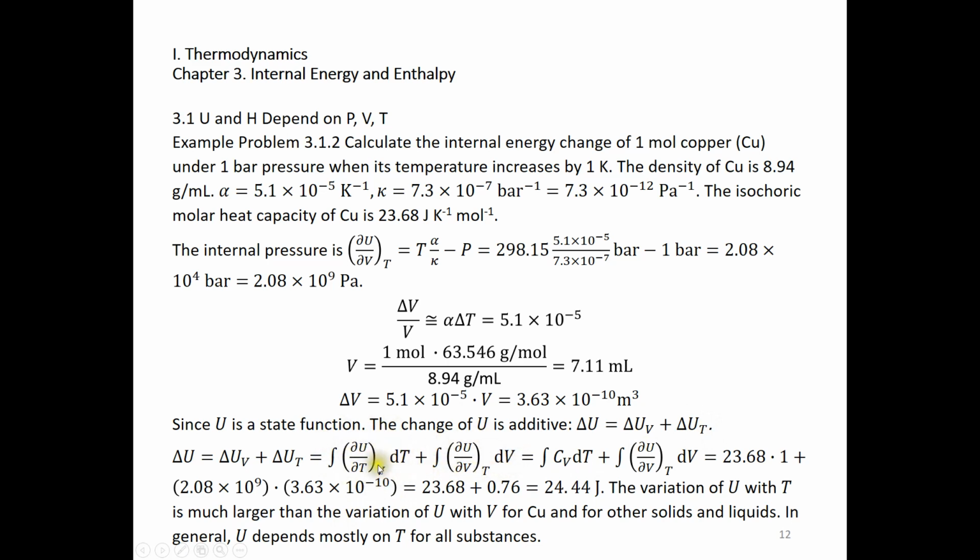Over here this is CV. We have the value of CVM. All right, so we're going to calculate this, and delta U over delta V, we have the value here. Now, what's CV? CV is CVM times the number of moles, and then times delta T, which is 1 Kelvin.